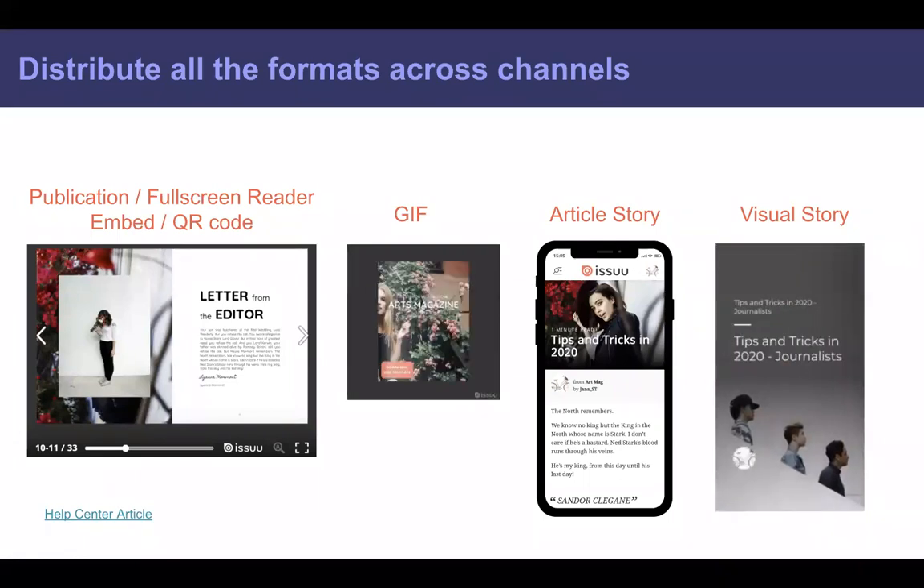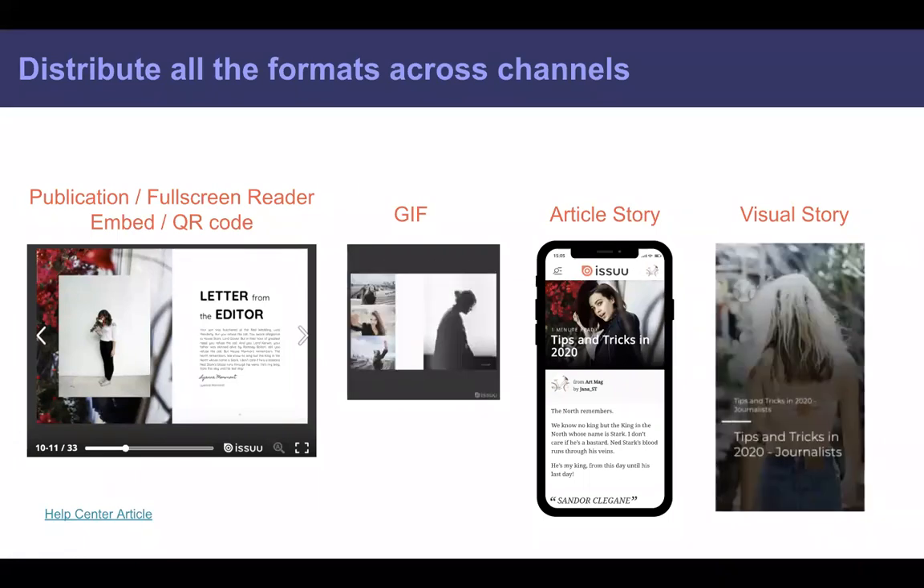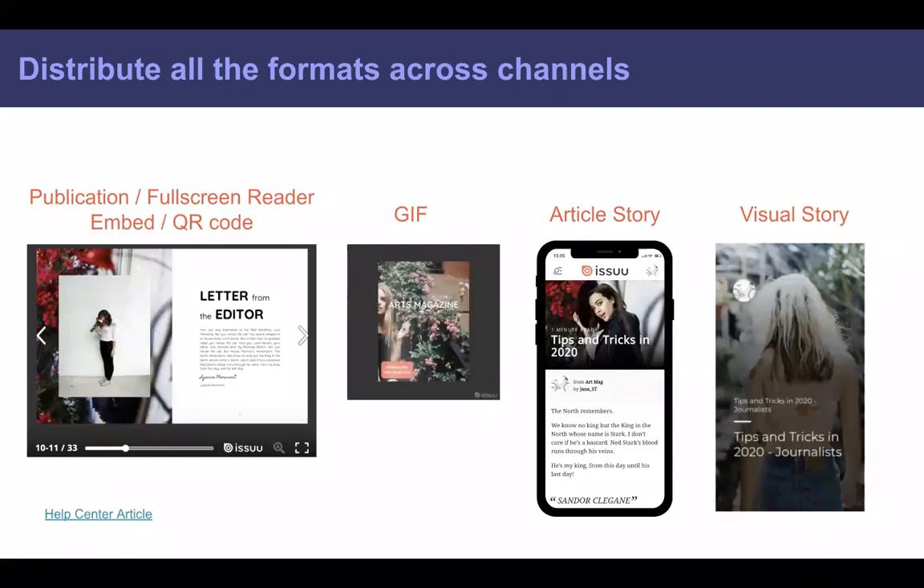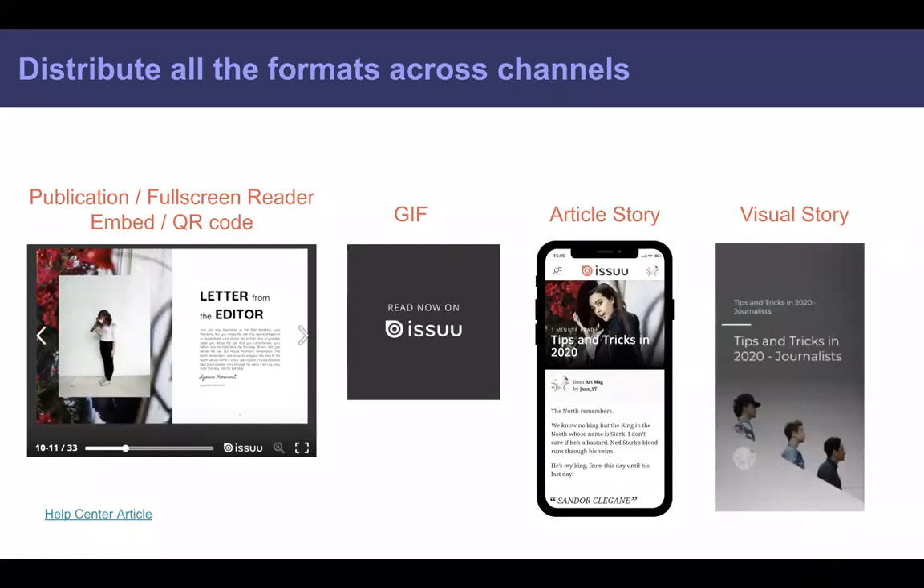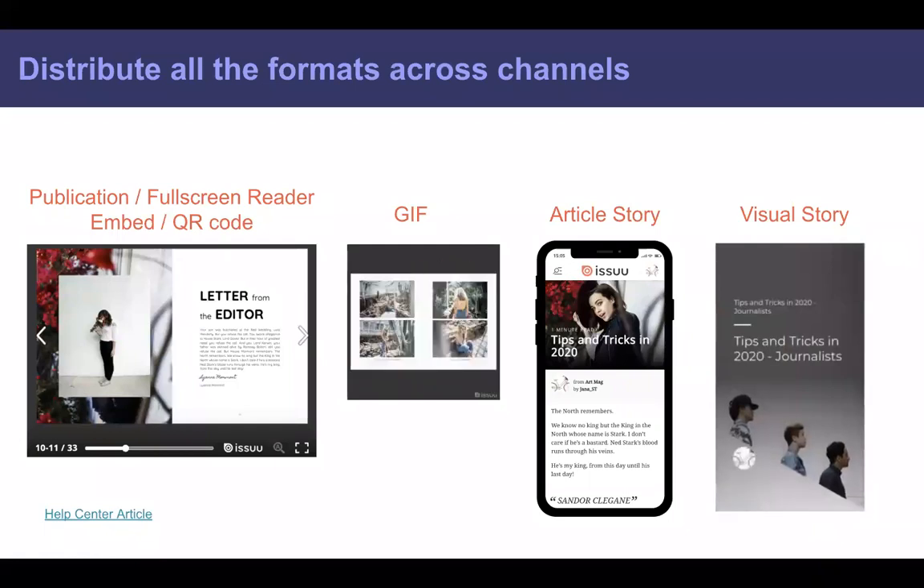But what are the advanced options, right? You can recreate your publication into a GIF, which is here in the middle. It is this short looping video in square format. This is something that you can create on all plans.